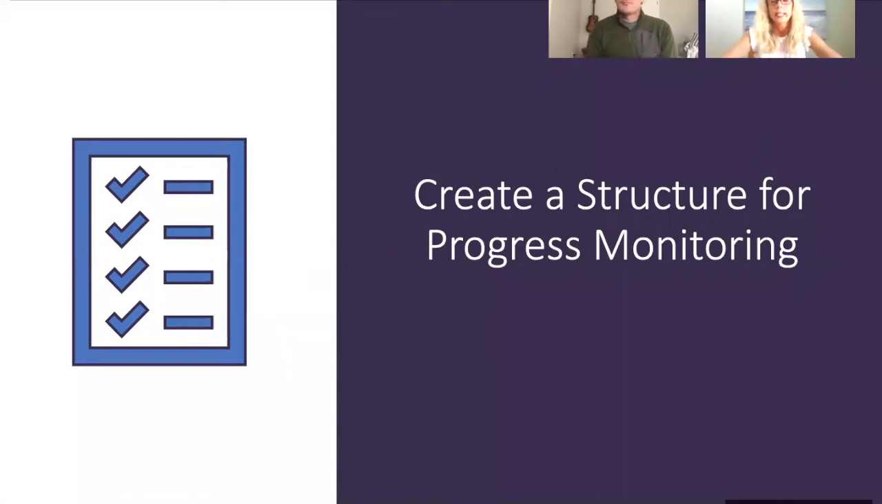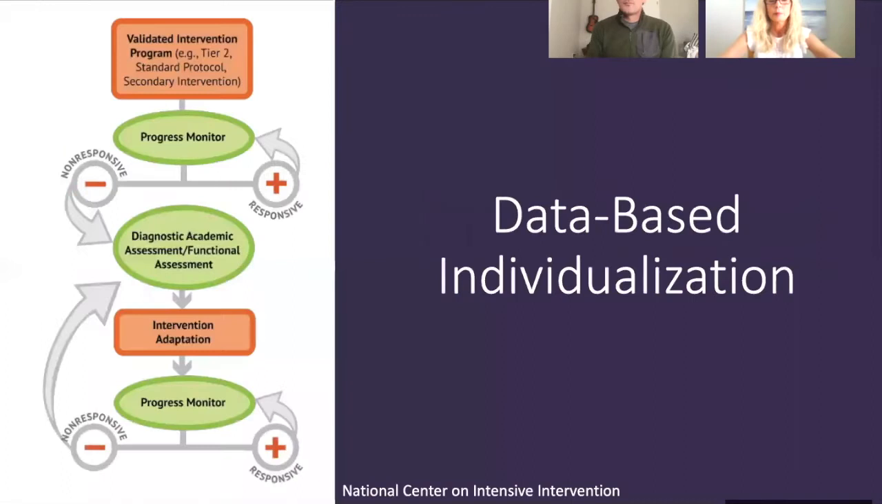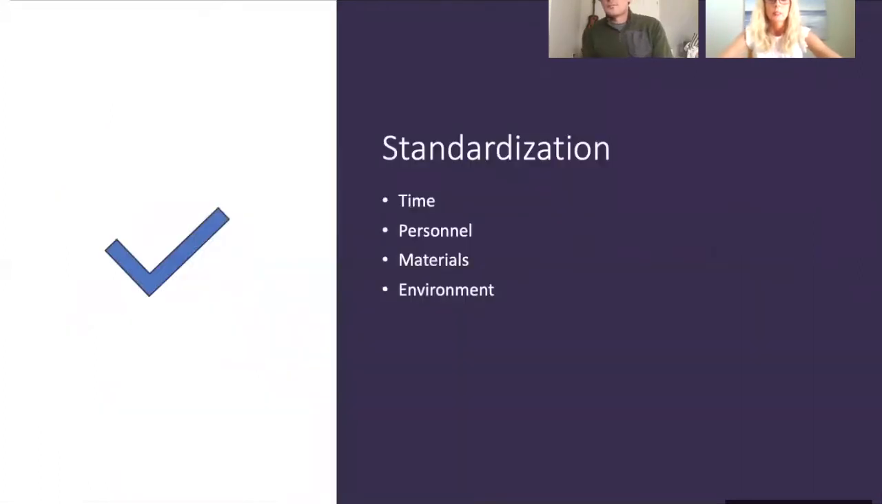So we want to talk about creating a structure for progress monitoring. It's important to know that the NCII has a framework that they've created. We're going to link this at the end of the slide, but we're going to talk to you about data-based individualization at this point. It's very important to understand that data-based monitoring is a way of objectively presenting information to our parents. And the reason that it's considered to be objective is because we standardize certain components of our information to make sure that it's not subjective.